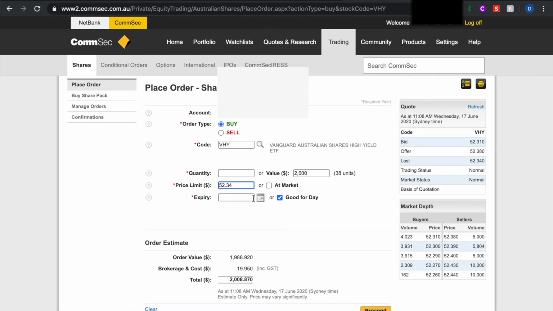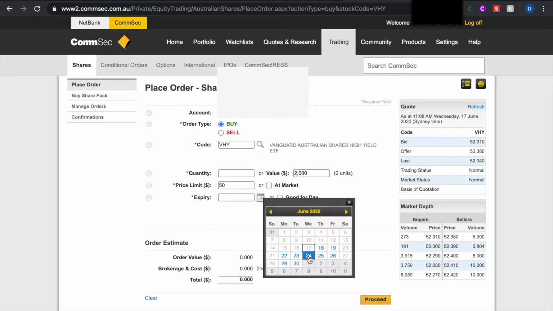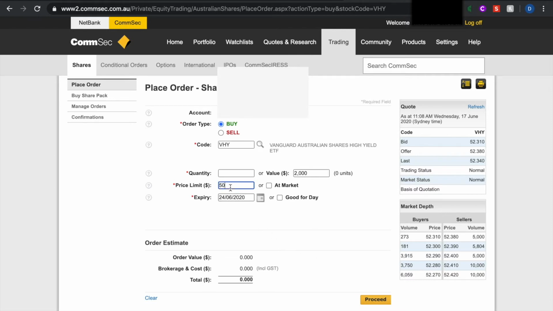Say for example you suspect the price to go down to $50 by next week, you could also put in the price limit on that. You put in $50, and then instead of good for day, which means that if the order doesn't get executed today, the whole order will be cancelled, you want to put in an expiry date for next week. So make sure that's $50, and there you go.